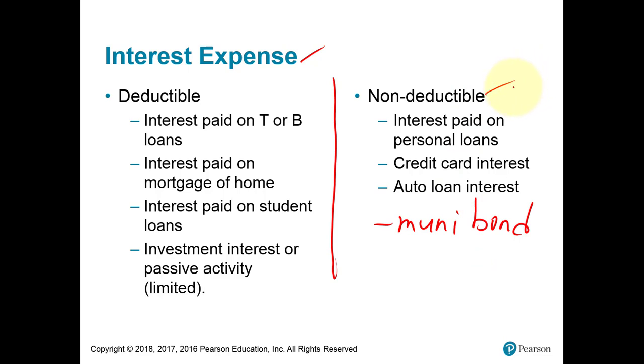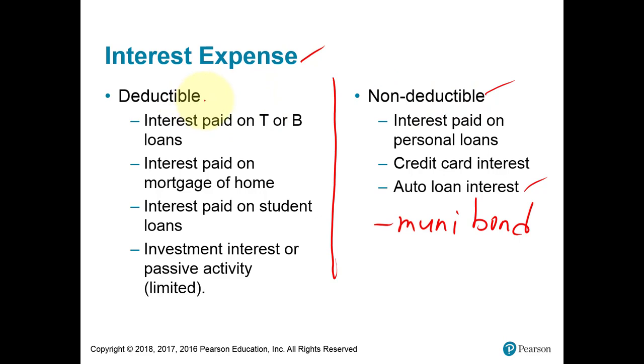Also, personal interest: you borrow money and use it for personal purposes other than the amounts listed here, then that interest is non-deductible, like an auto loan if the auto is not for business use, or you're using your credit cards and don't pay off your balance, and that credit card is used for non-business purposes. The interest on those loan balances is non-deductible.